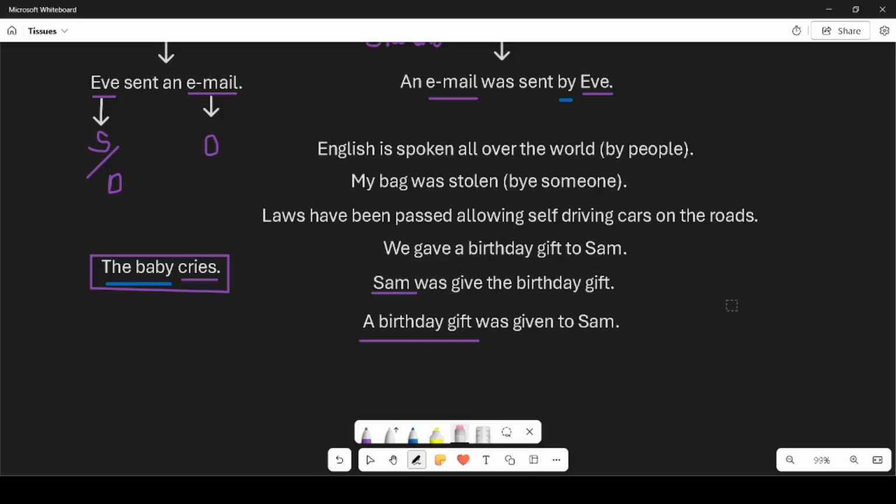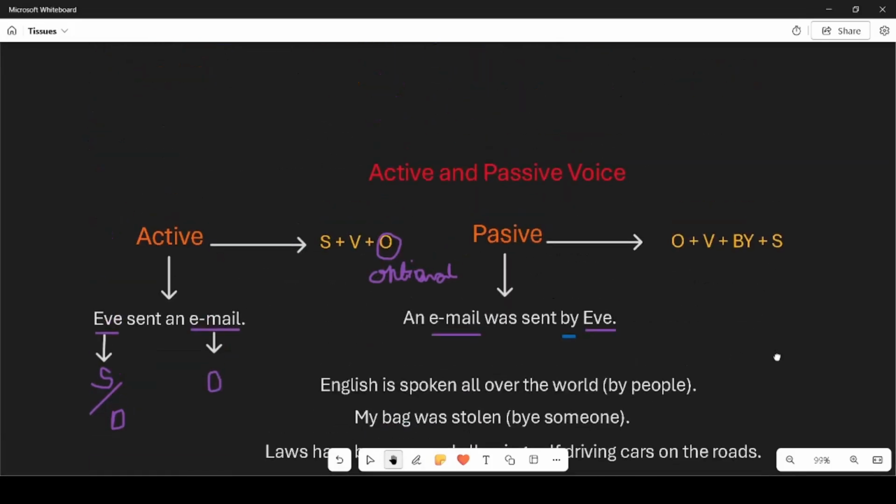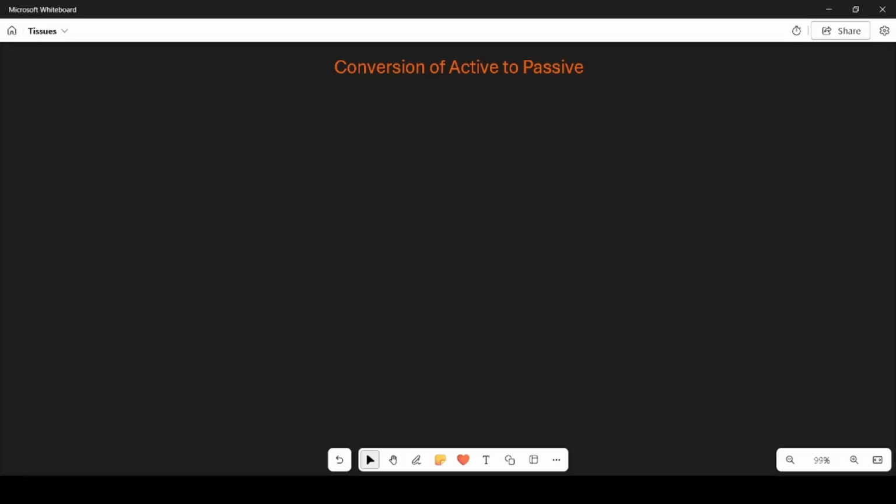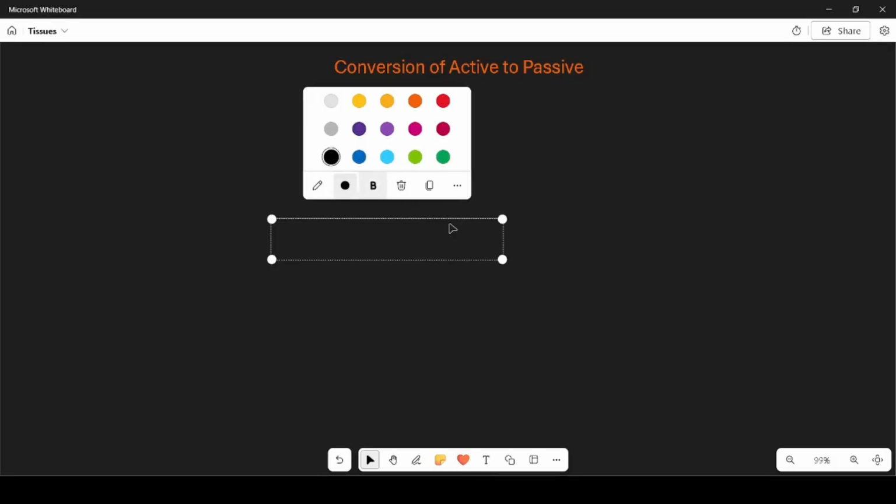So there are a few criteria, according to the tenses, for which we can convert active voice into passive voice. But before we learn that, let's learn how we convert an active voice to a passive voice. So now let's see how we convert an active voice sentence to a passive voice sentence. To be honest, it's pretty simple. First, let's take an active voice sentence.